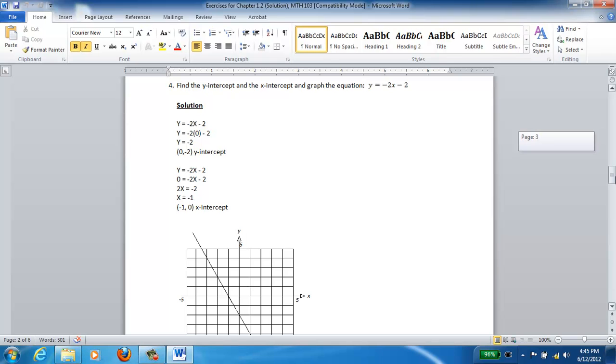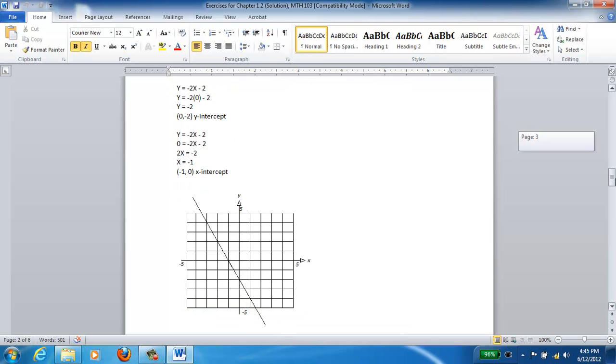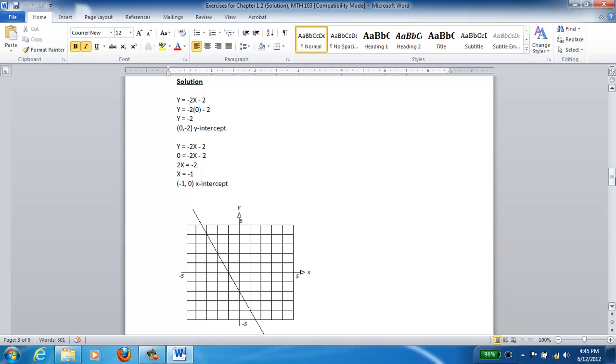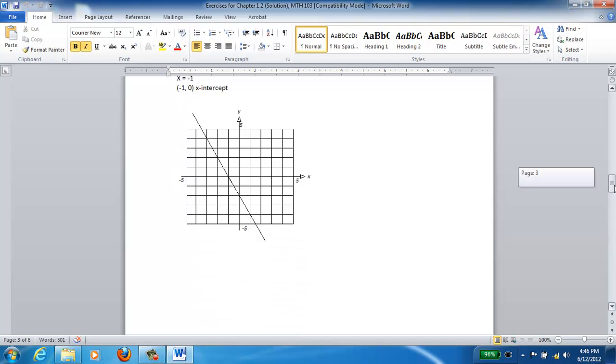Example 4. Use that same method of finding the intercepts to graph the line y equals -2x minus 2. First, let x equals 0. That gives us the y-intercept, (0, -2). Then let y equals 0, which gives us the x-intercept of (-1, 0). Plot those 2 points, (0, -2) and (-1, 0), on the Cartesian plane. Connect them with a straight edge, and once again you have a convenient way of graphing a linear equation easily.